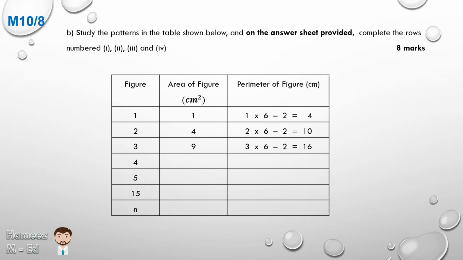So if we look at the pattern, we can tell that there's a multiplication for 1 times 6, 2 times 6, 3 times 6. So we can keep multiplying and put that multiplication straight down. And similarly, we have subtraction. So we can subtract for row 4, 5, 15, and n. And there's a 6 that's constant in the pattern. So we'll have 6, 6, 6, 6.